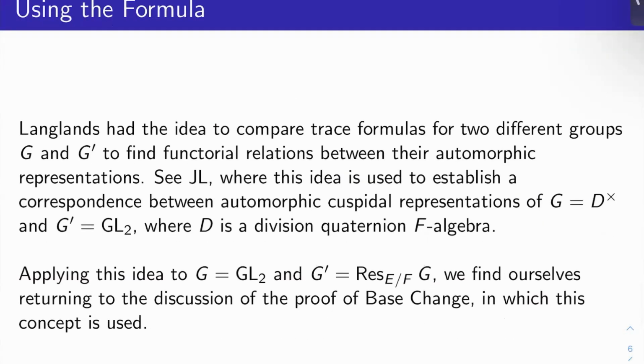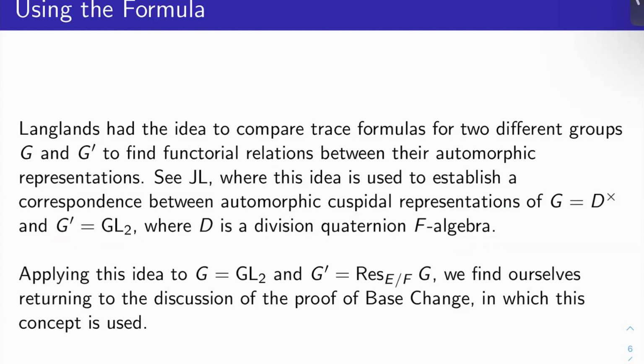Well, Langlands had the idea to compare the trace formulas for two different groups, G and G prime. This allowed him to find functorial relations between their automorphic representations. If you look in Jacquet-Langlands, this idea is chased essentially to establish a correspondence between automorphic cuspidal representations of G equals D cross and G prime equals GL2, where D is a division quaternion F-algebra.